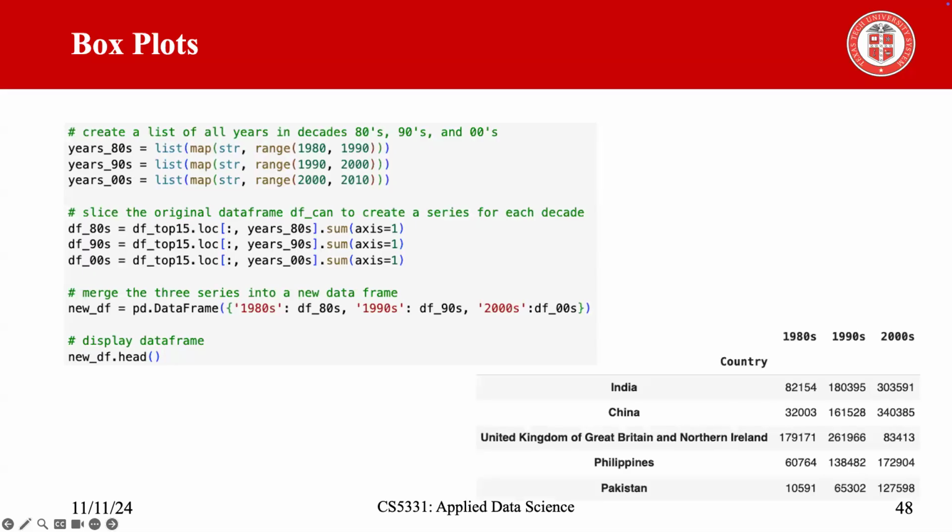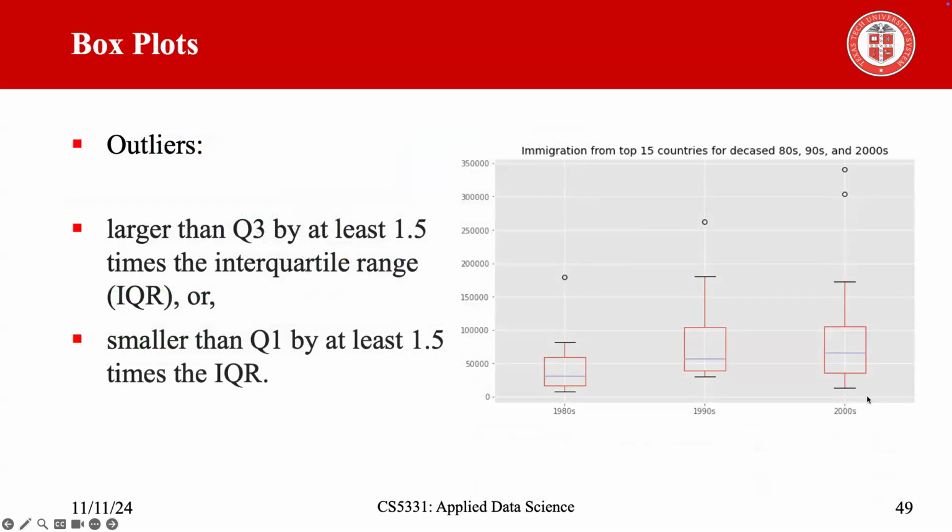If we first do some calculation, we will get this table. This table just shows the top 5 countries, and we can see, for each country, the immigration number for different decades: 1980s, 1990s, and 2000s. Then we can draw this figure based on the decades. Now we are not using the different years, we are using different decades, and we can have a higher-level overview of how the immigration number changed.